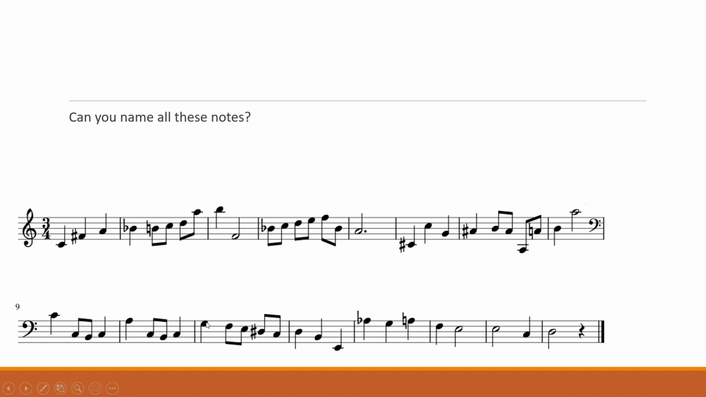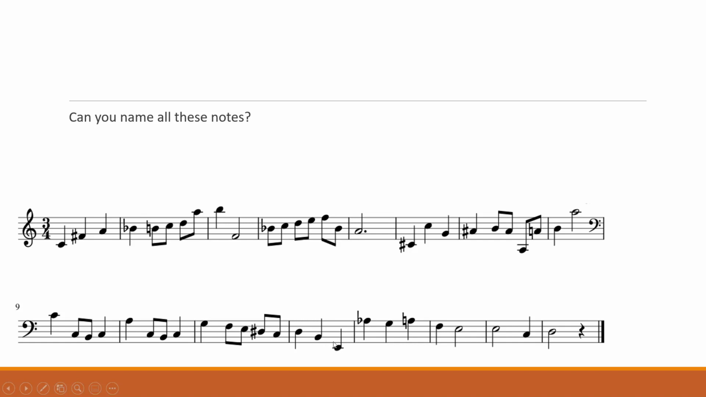Here we have a G, F, E. I just go downstairs. A G, F, E, D sharp, because of the sharp symbol. We have a C, a D, B. This is an E, which you can count out again.